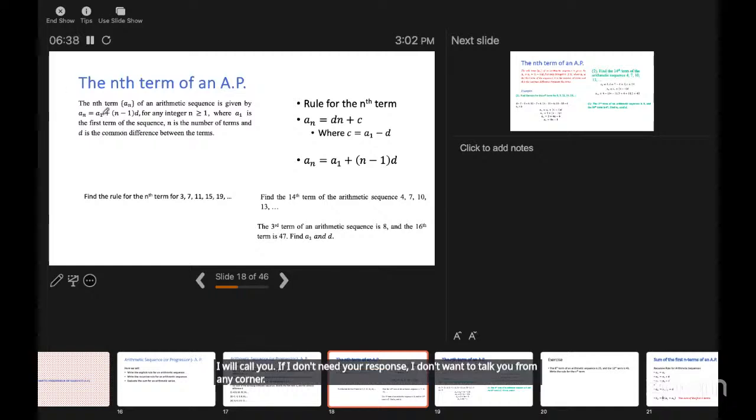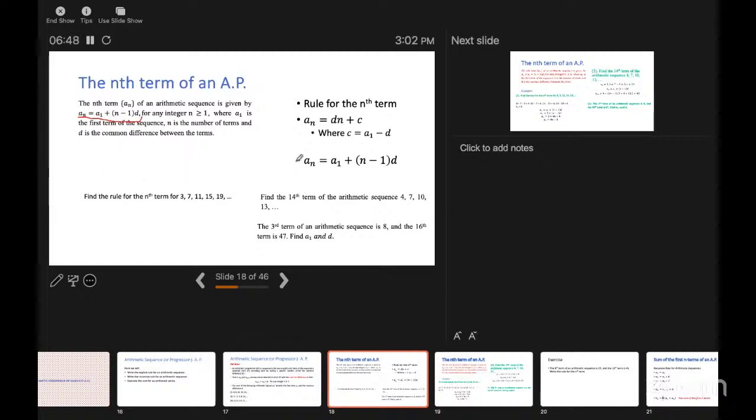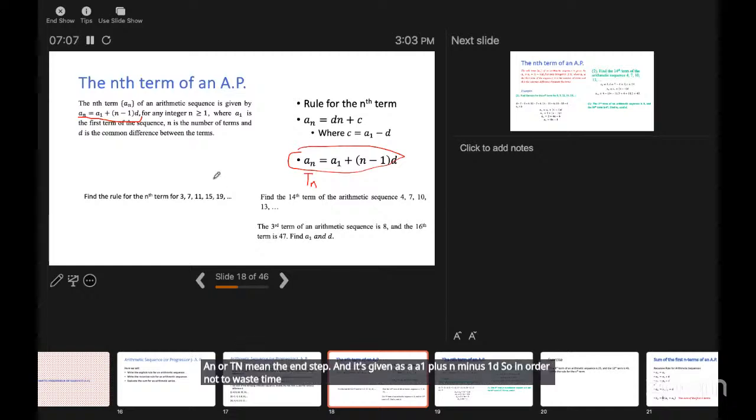So the nth term of an arithmetic sequence is given by this formula. That is what I wrote here. Don't forget that for the nth term, I said I will be using Tn. So An or Tn means the nth term, and it's given as A1 plus (n minus 1)d. In order not to waste time, we don't need to prove that.